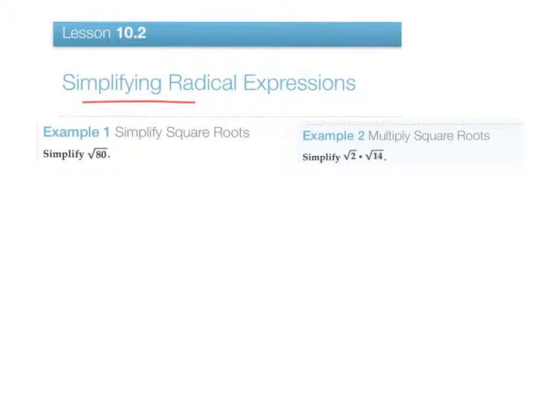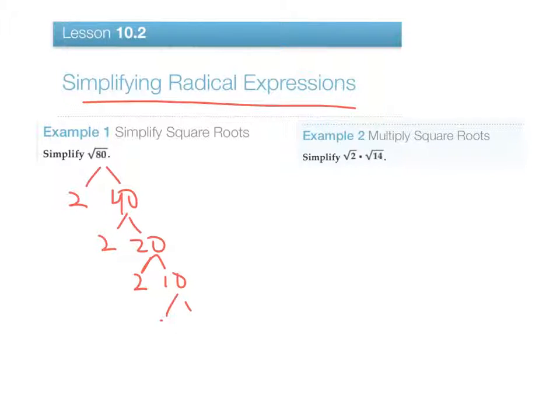To simplify radicals, what we want to do is pull out all perfect squares. So what we want to do is find perfect squares, and I use a factor tree to do this. So if I take 80 and I factor tree it down to 2 and 40, 40 goes to 2 and 20, 20 goes to 2 and 10, 10 goes to 2 and 5, I have a factor tree of 2 times 2 times 2 times 2 times 5.